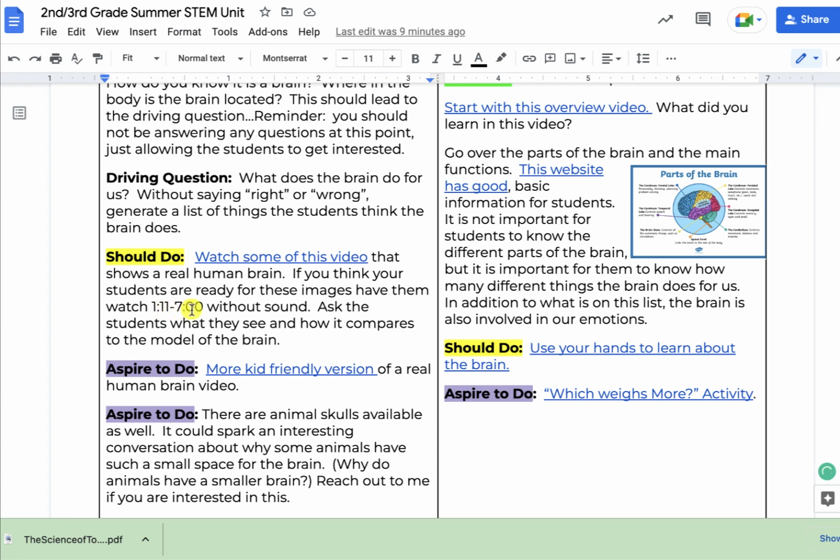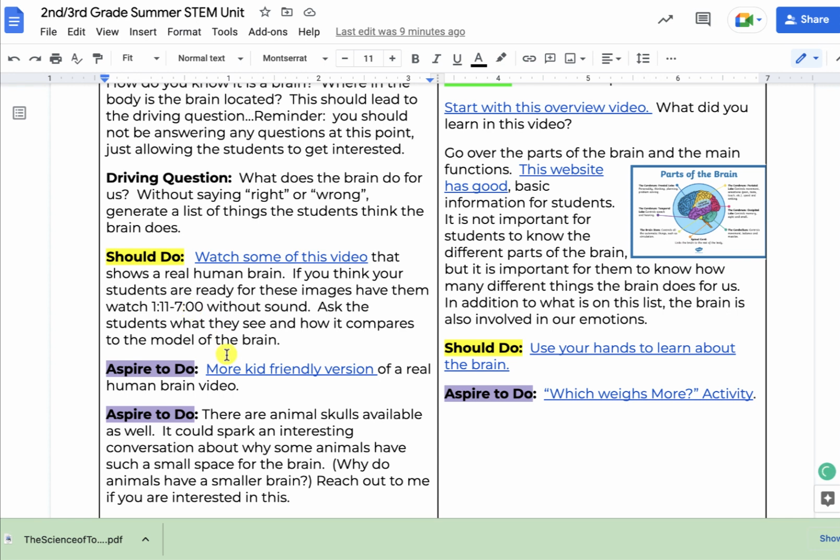We don't need to listen to that person talk about the brain, but just have the students ask, what do you see? How do you notice? How does it look compared to the models of the brain? Just get them asking questions. That's a huge part of science. It's just like, what do you see and what do you wonder about, right?